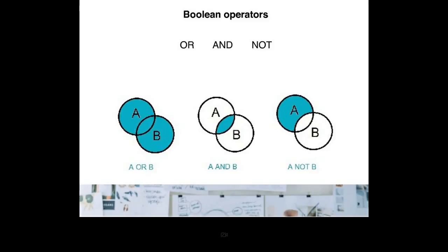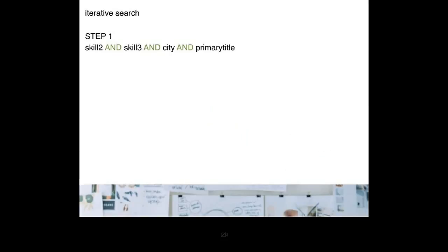And finally, to exclude a particular term from the search, we use the not operator. The search results will exclude any profile that contains that term. Okay, as we have agreed on terminology and made sure to remember the Boolean operators, we can move to the steps. And here we are.